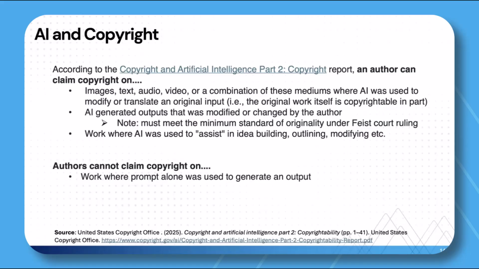Lastly, an author can also claim copyright on work where AI was used to assist in idea building, outlining, and modifying. Now, if we talk about works where authors can claim copyright, we should also discuss what authors cannot claim copyright on. Authors cannot claim copyright on work where prompt alone was used to generate an output.